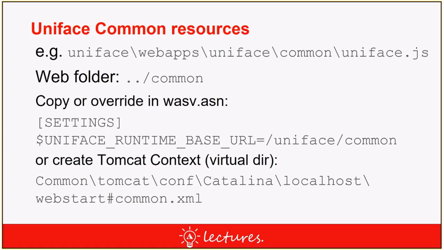So we created a web.xml. The #common just says I've got another common folder inside that, and if I open that file and look at its doc base, that will point to a different location, which will be the Uniface web apps, Uniface Common, Uniface folder that we specified up the top. So it's just pointing to my Tomcat installation.